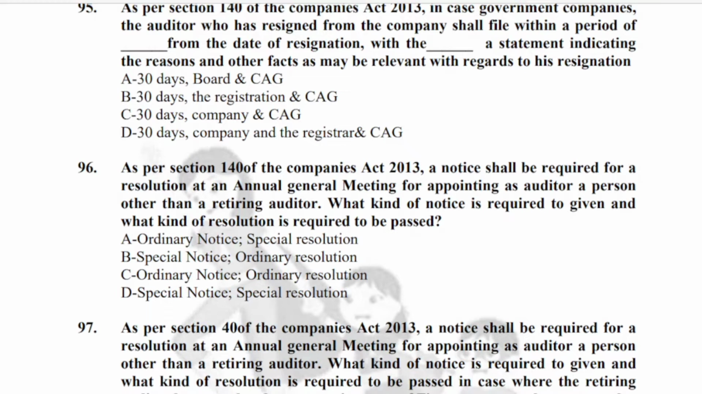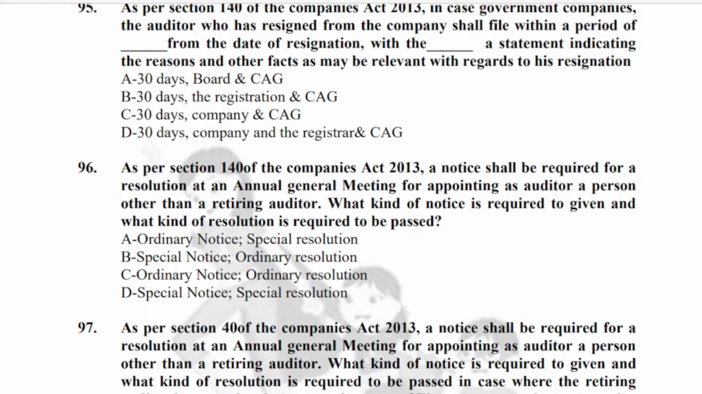Yes, within 30 days. Now, because it is a government company here, this statement of reasons and facts needs to be submitted to whom? We need to submit it to the company, registrar and CAG, all the three parties. And how many days? Within 30 days. So if you look at the alternatives here, the right alternative should be alternative D, my dear friends. Yes, absolutely, alternative D. Let's go to the next question.